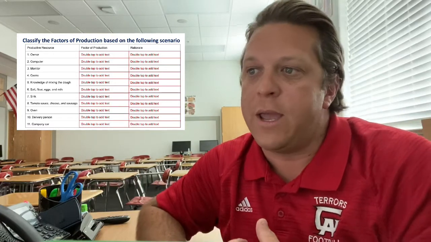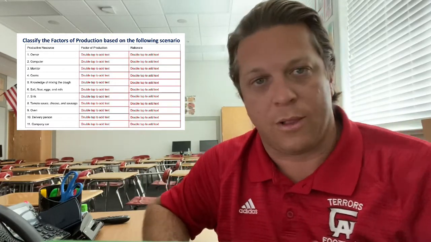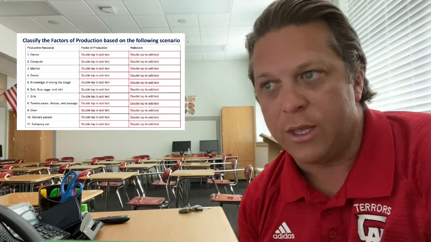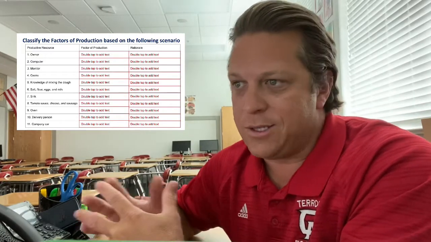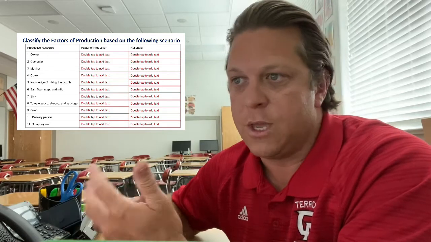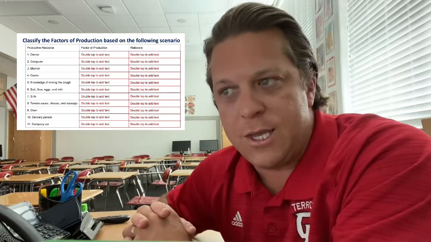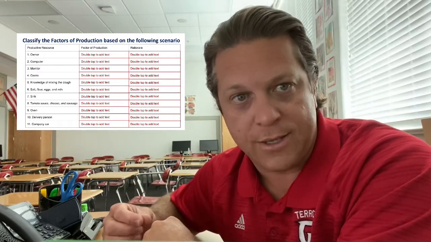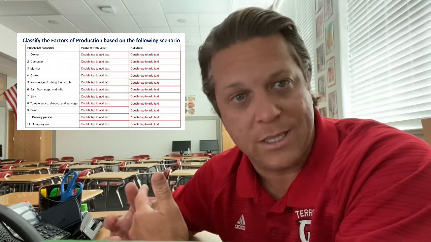The salt, flour, eggs, and milk, that's our natural resource, our land. And so that's just common knowledge, hopefully, that salt comes from the earth, flour is manipulated through wheat, eggs and milk from either a dairy product or from chickens, but these are natural resources. All right, sink is going to be a capital resource, physical capital, same as above, used over and over again. Tomato sauce, cheese, and sausage, also going to be natural resource, land.